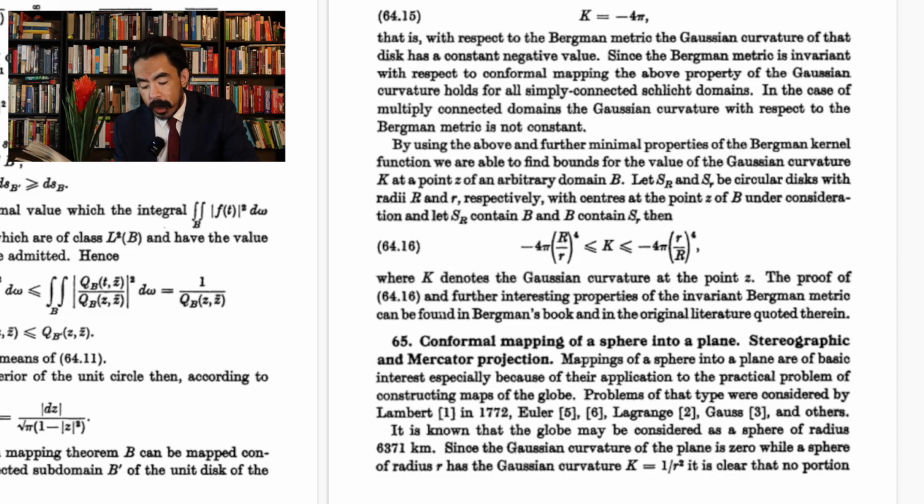Then we have negative 4 pi times the quantity capital R over lowercase r closed quantity to the fourth is less than or equal to capital K, Gaussian curvature, which is then less than or equal to negative 4 pi times the quantity lowercase r over capital R closed quantity to the fourth, where, of course, capital K denotes the Gaussian curvature at the point z. The proof of this relation and further interesting properties of the invariant Bergman metric can be found in Bergman's book and in the original literature quoted therein, which is where I am going to conclude.